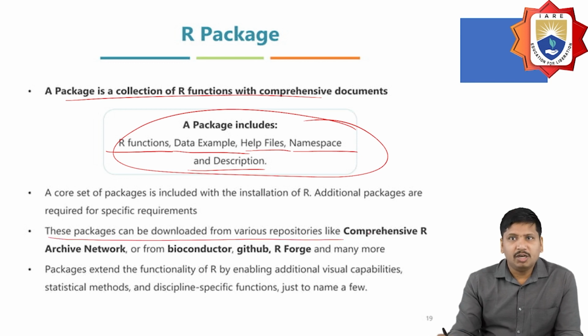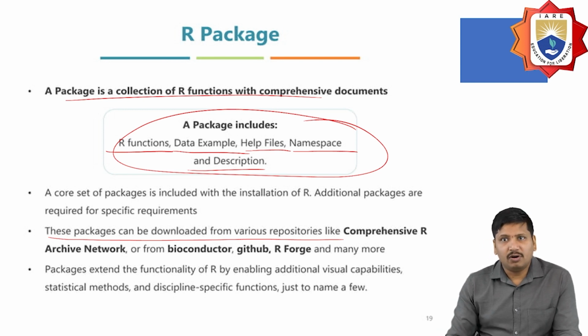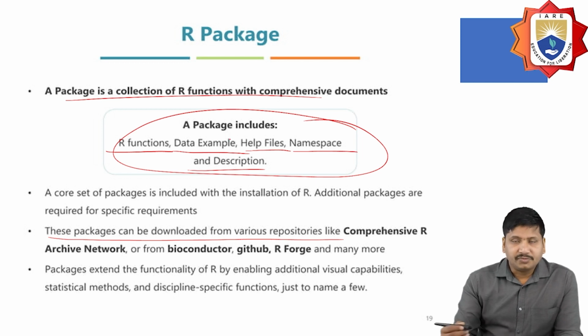Mainly, these packages can be downloaded from a variety of repositories like the Comprehensive R Archive Network, Bioconductor, GitHub, and RForge, and many more. The packages extend the functionality of R by enabling additional visual capabilities, statistical methods, and specific display functions. So just to name a few, an R package is going to have many functions like date functions, help functions, namespace, and various descriptions.